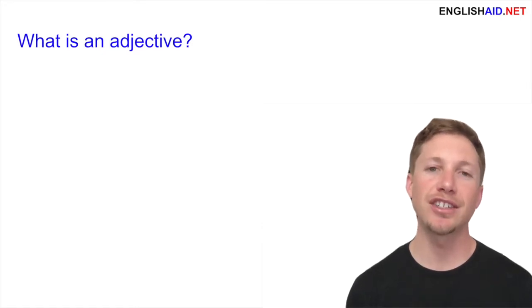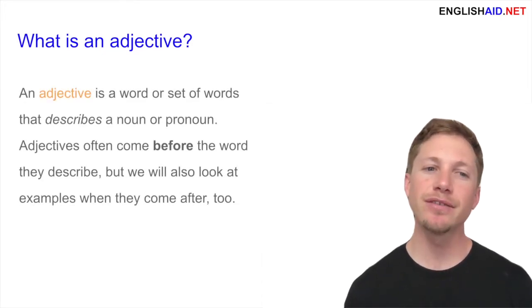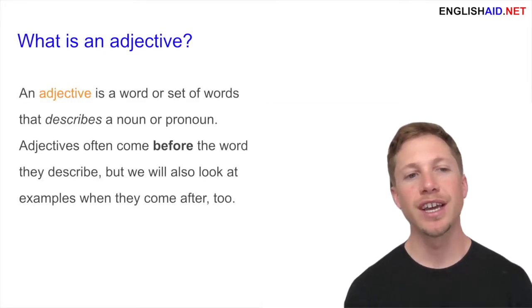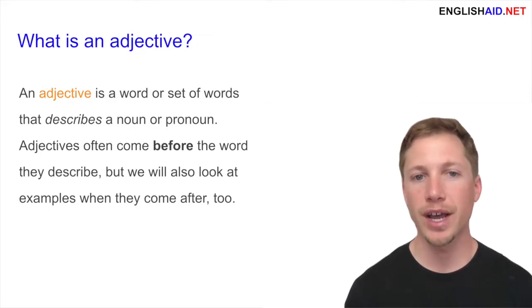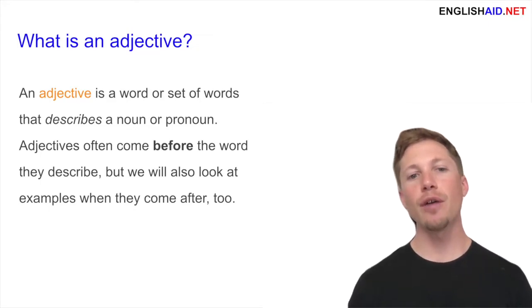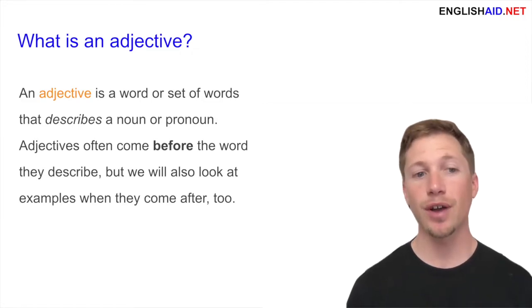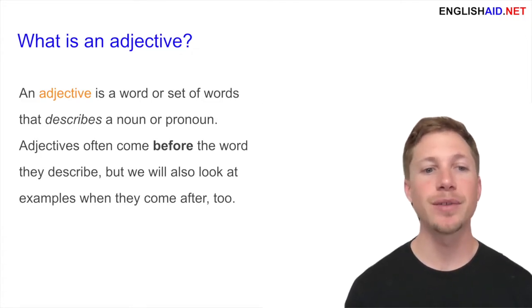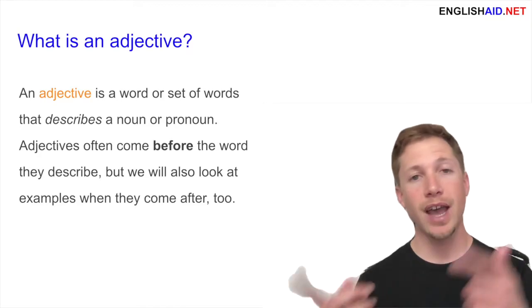What is an adjective? An adjective is a word or set of words that describes a noun or pronoun. Adjectives often come before the word that they describe, but we will also look at some examples when they can come afterwards too.